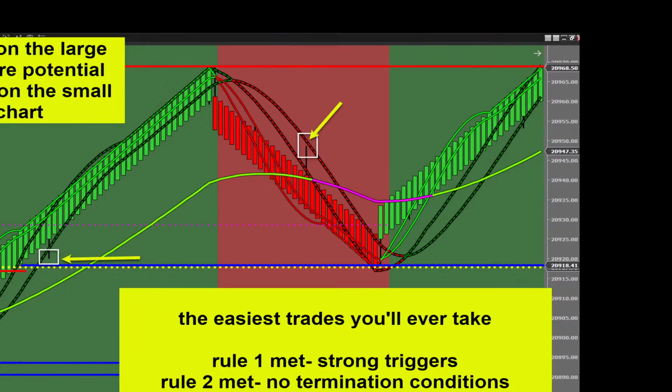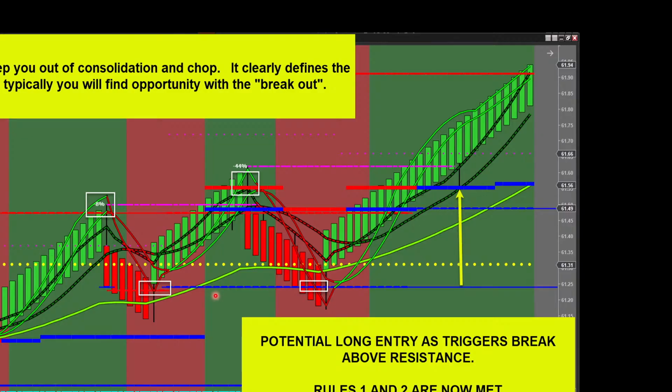So rule number 2, it's a safeguard, it's a safety net, it's a giant waving red flag that says don't trade into resistance, you're most likely to lose. Don't trade into support. You're more likely to lose than win. The same is true here and here. And rule number 2 can keep you out of consolidation. And rule number 2 can keep you out of chop.